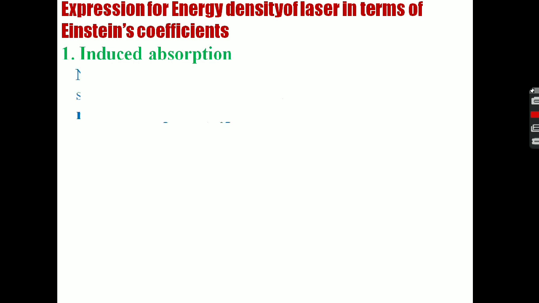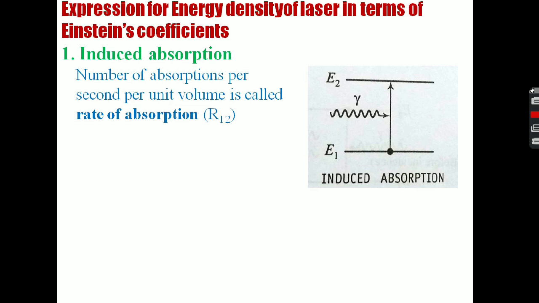So induced absorption is already a known phenomenon. In this case, we supply the energy to an atom of the ground state, which will absorb the energy of the incident photon and go to a higher energy level. And if there are a number of atoms in the ground state, let us say n1 number of atoms exist in the ground state in unit volume. Number of atoms per unit volume n1 is known as the number density or density of the atoms or the electrons or the ions. And these atoms may absorb the supplied energy and go to a higher energy level.